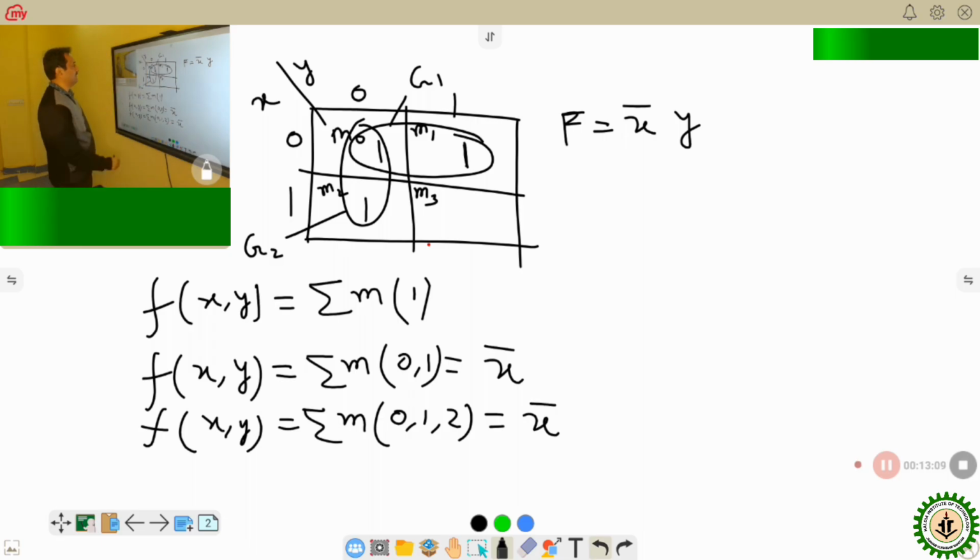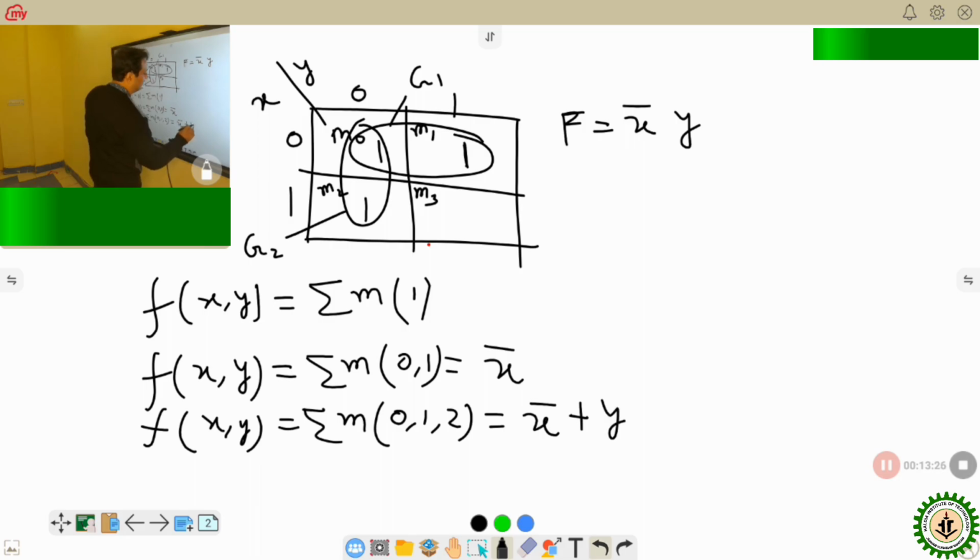And now if I consider group 2, what is the unchanged variable? Here x is changed from 0 to 1, but y is unchanged. So the unchanged variable is y. And what is the value of y? y is equal to 0. So that is y bar. So for these particular cases, f of x comma y, we can represent this way, and this Boolean expression is x bar plus y bar.